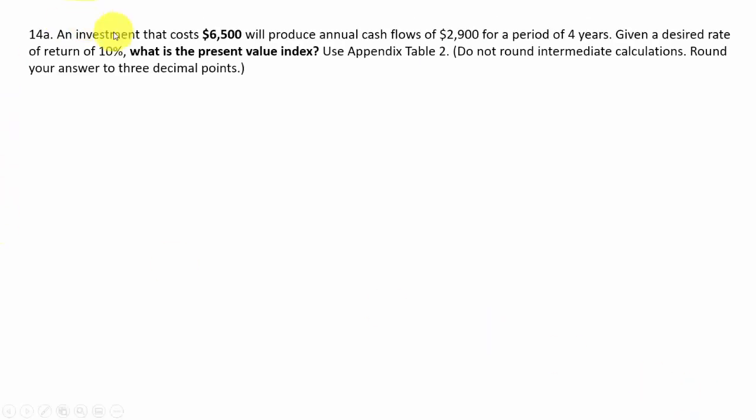An investment that costs $6,500 will produce annual cash flows of $2,900 for a period of 4 years. Given a desired rate of return of 10%, what is the present value index? Okay, they want you to use Table 2, which is the present value of an annuity, because we have equal cash flows here of $2,900 for 4 periods.